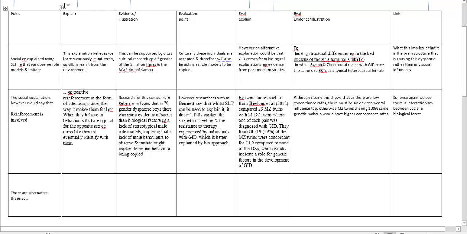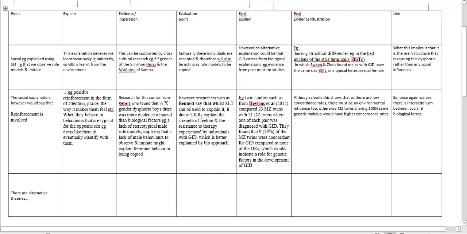What do I mean by that? Explaining that. So positive reinforcement, how would we do that? So attention, praise, or maybe the way it makes them feel when they behave in ways that are typical for the opposite sex. So for example, dress like them, and eventually they'll identify with them. Maybe a bit of research to support that, Money, for example. And you can pause and just have a read of that. And now we're going on to our evaluation.